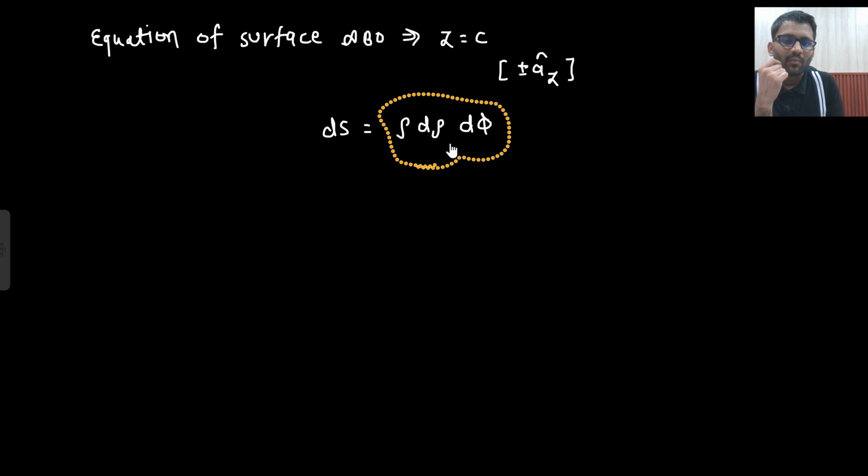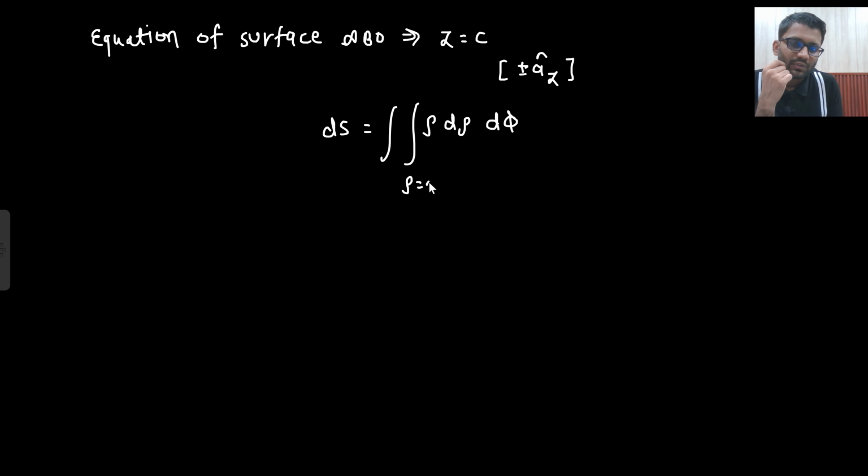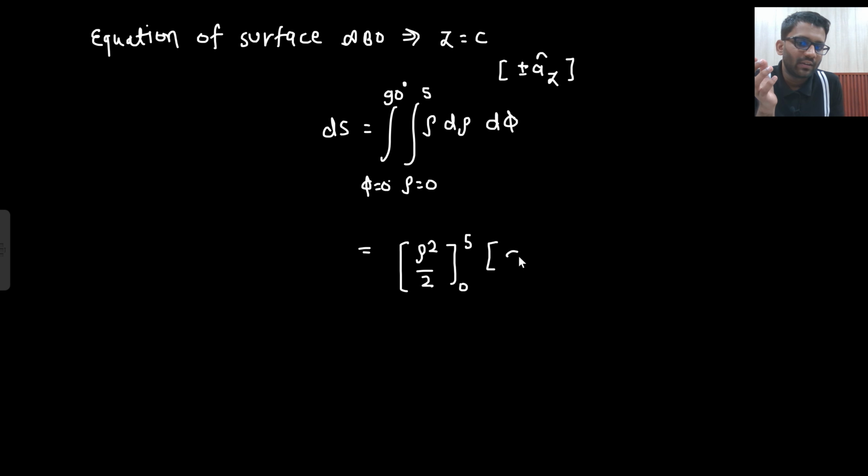What is the interesting thing here? Both ρ and φ are changing. So ρ is changing from 0 to 5 and φ is changing from 0 degree to 90 degree. If you integrate with respect to ρ, ρ dρ gives ρ square by 2 from 0 to 5. And what about dφ? If you integrate with respect to φ, you are going to get φ only.